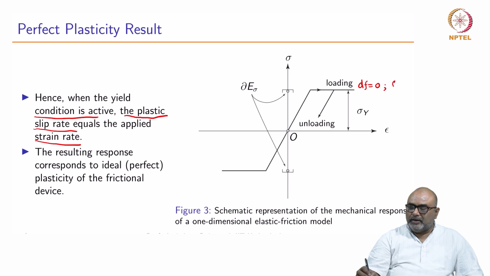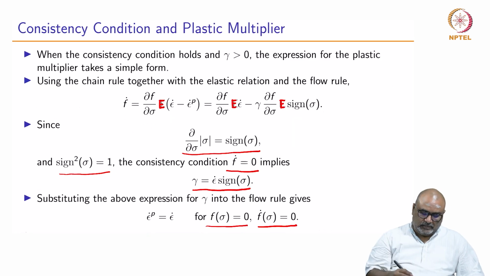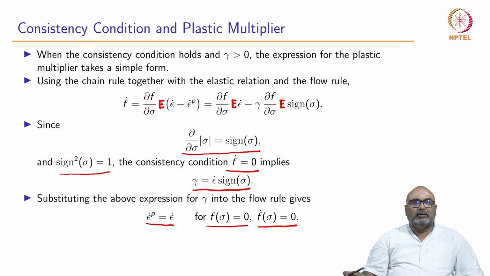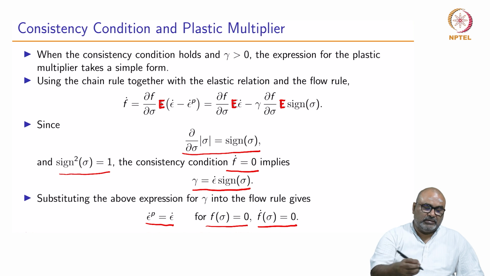Or we can say f dot is equal to 0, then it is a perfectly plastic case. So, in a perfectly plastic case, the applied strain rate is equal to the slip rate that is happening in the frictional device. So, ε dot p is equal to ε dot. One can use the persistency or consistency condition together with the elastic stress strain relationship and the flow rule to arrive at what is the slip rate that is happening in the frictional device.